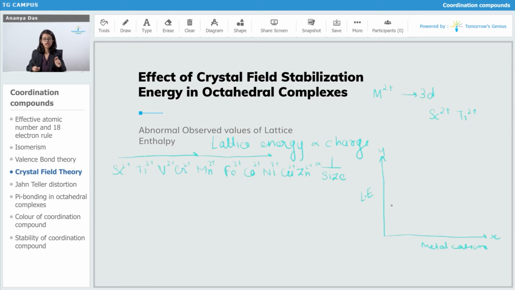So, the lattice energy should have increased, and we should have gotten a straight line like this, with everything lying here: calcium, scandium, titanium, vanadium, chromium, manganese, and so on. But when we observe the actual values of your lattice energy, what graph we get is actually this. Let me just draw it in another color. So, this is the graph that we actually get. The red line is your theoretical line. The blue line is the observed line. Why does this happen? This happens because of CFSE.